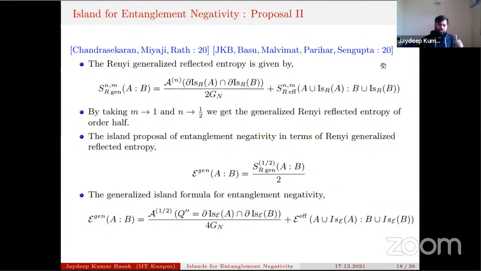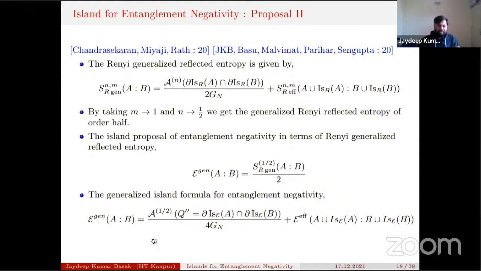Now, we can also come to the island for negativity using the second proposal, where we have to first define the generalized Renyi reflected entropy. It can be written in a specific manner, where we see that n and m are two indices now. Now we take m going to 1 and n going to half limit to get the generalized Renyi reflected entropy of order half. Now, when we have that, we can write generalized negativity as half of generalized reflected entropy of order half.